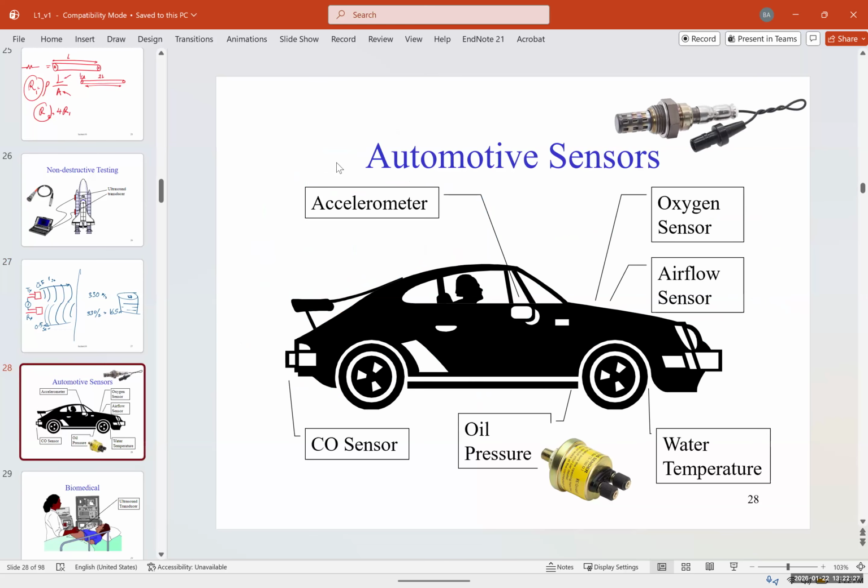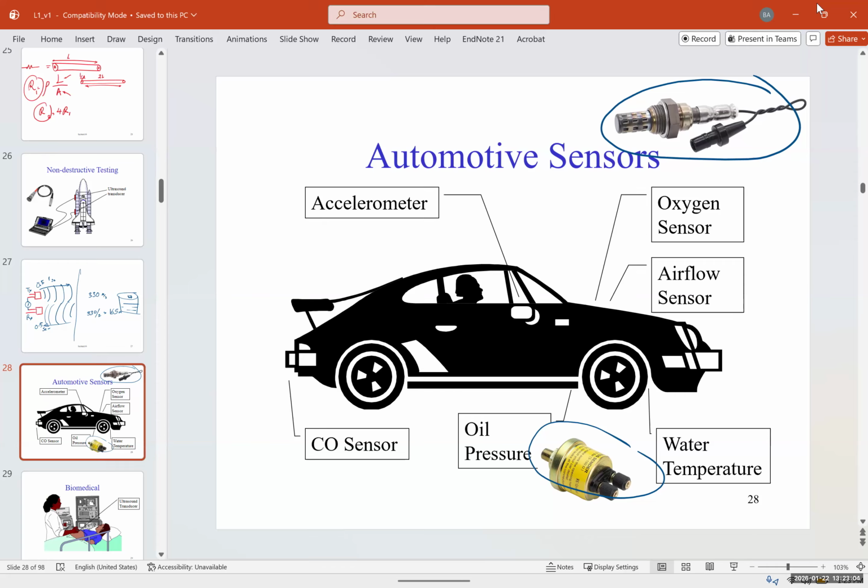Another thing: the different types of sensors that you see are utilized in vehicles. This is just a few of them. You can see we have different sensors such as the accelerometer, the oxygen sensor, the airflow sensor, the water temperature sensor, the oil pressure sensor, and I've already included the oxygen sensor. You can see it on top. And also the oil pressure sensor. I didn't have enough space to add all of them. And the CO, carbon monoxide sensor.